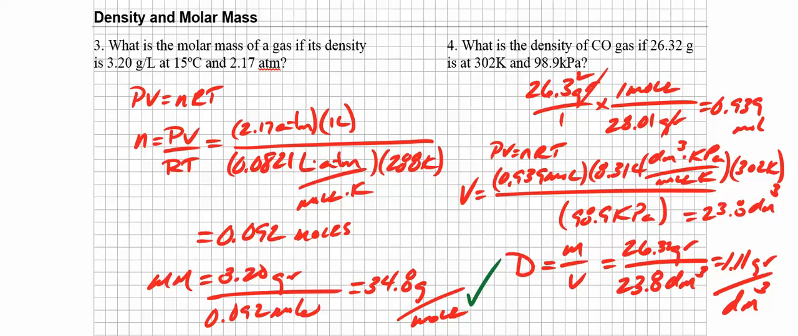So now let's finish the problem. Remember, density, we've always been taught, is mass per unit volume. We know the volume now to be 23.8 cubic decimeters. What is the mass? The mass is 26.32 grams. Sorry that 2 is so small, but that's what it is. 26.32 grams per 23.8 cubic decimeters. Our density then is going to be 1.11 grams per cubic decimeter. That'll do it for this one. Let's go to the next one.